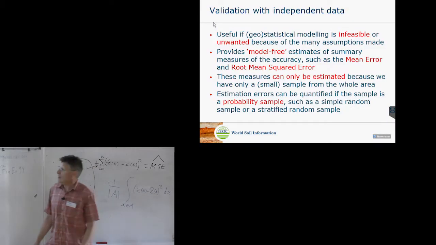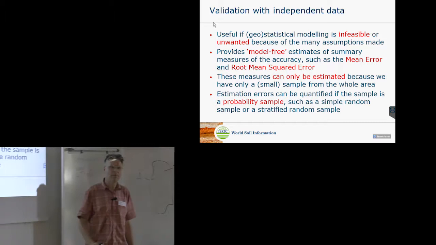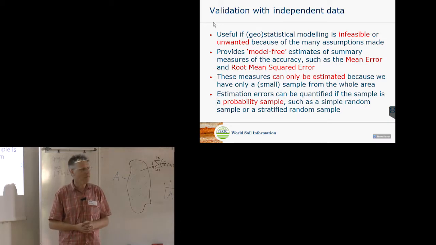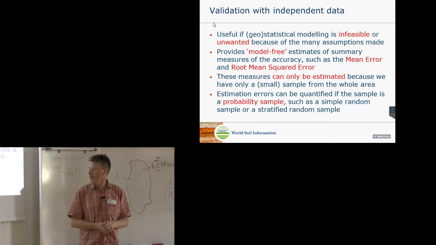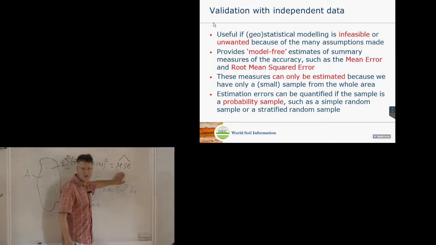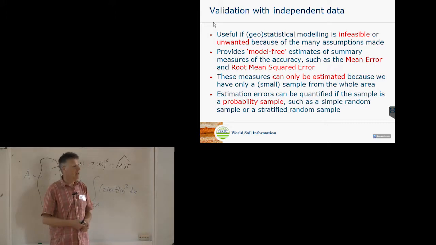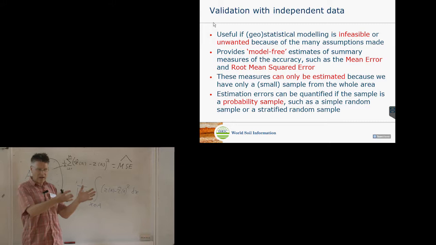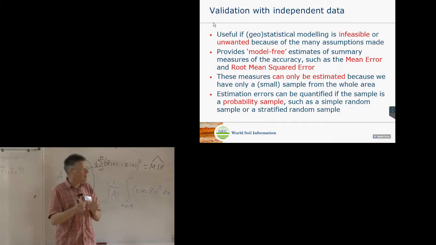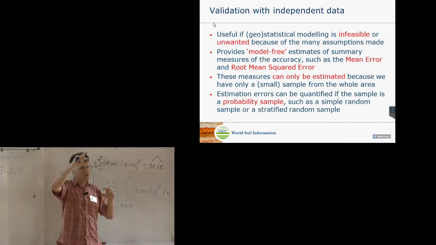Now, the nice thing is if those validation locations would have been selected with probability sampling, random sampling, simple random sampling, stratified random sampling, there are lots of sampling algorithms, then we would actually be able to quantify how close this estimate of the mean squared error is to the true mean squared error. Again, with a confidence interval. And then we could say, with regression, the MSE is 25 plus or minus 3. With regression Kriging, it is 23 plus or minus 4, I don't know. And then we would be able to tell whether we have a significant difference, yes or no.